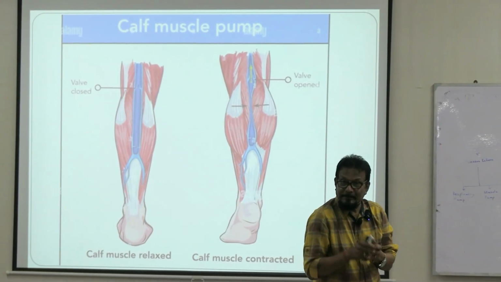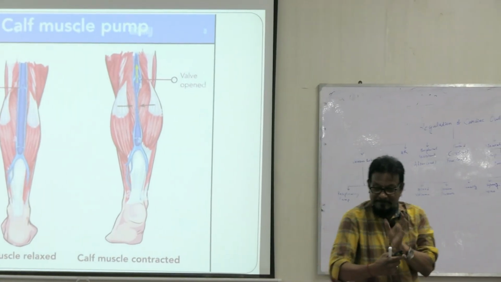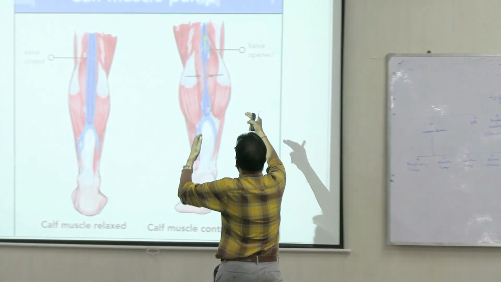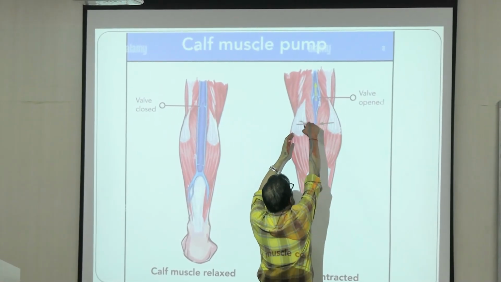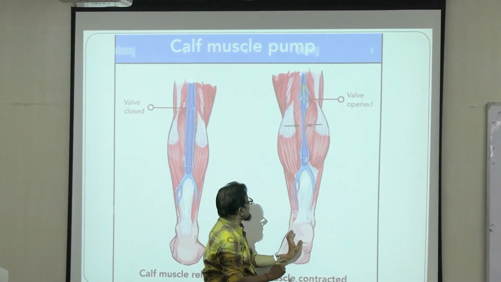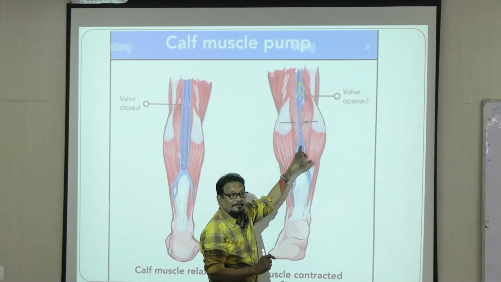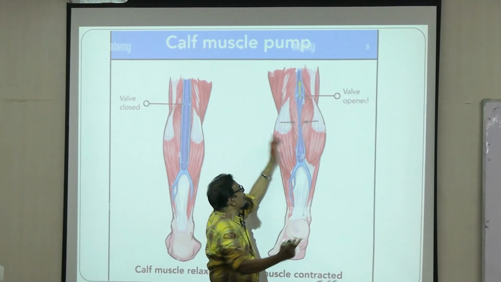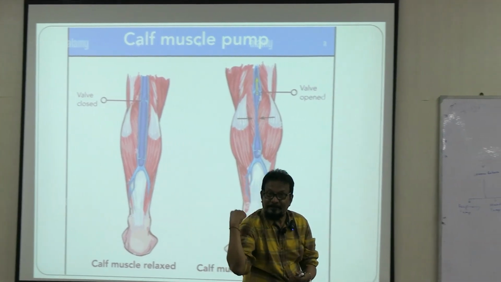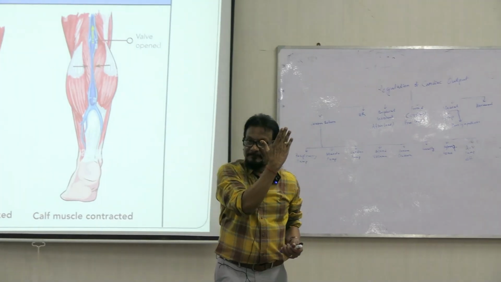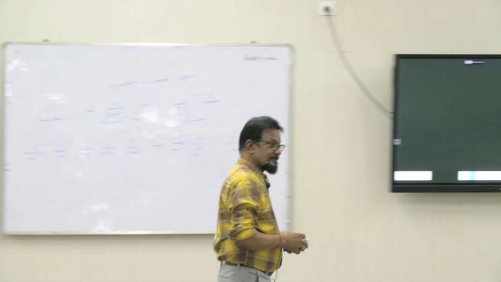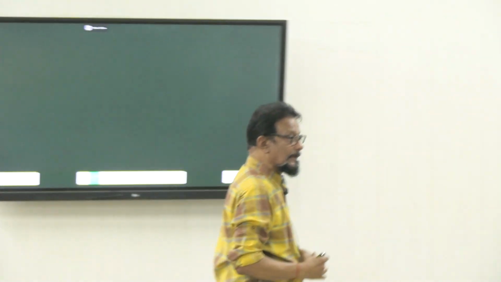So if I do muscular activity regularly, this muscle will act as a pump. When it is relaxed again, the blood will try to enter, but the valve will be closed. This blood will be entering here, and again when the muscle is contracted, it will be pumped. In this way, I can increase the venous return. Is that right? So in this way, we can increase our venous return by the pumping action of the muscles.